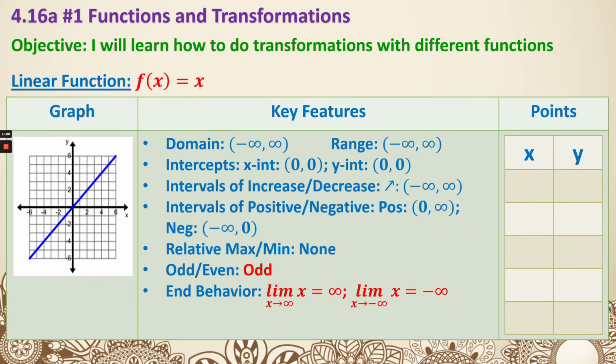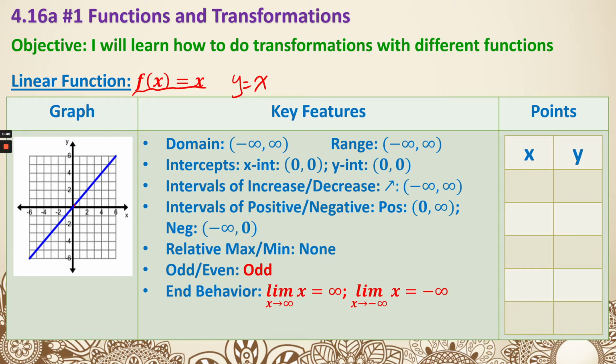First, linear function. The parent function is f of x equals x. It's basically y equals x. That's why it's a straight line from left bottom to top right. And these are the key features that you may need in the future. It has everything: domain, range, intercept, intervals of increasing and decreasing, positive, negative, max, min, and also it's an odd function, because we have learned that it's reflected over the origin, and the end behavior. We're not going to focus on these. Instead, we are going to focus on the points we're going to use.